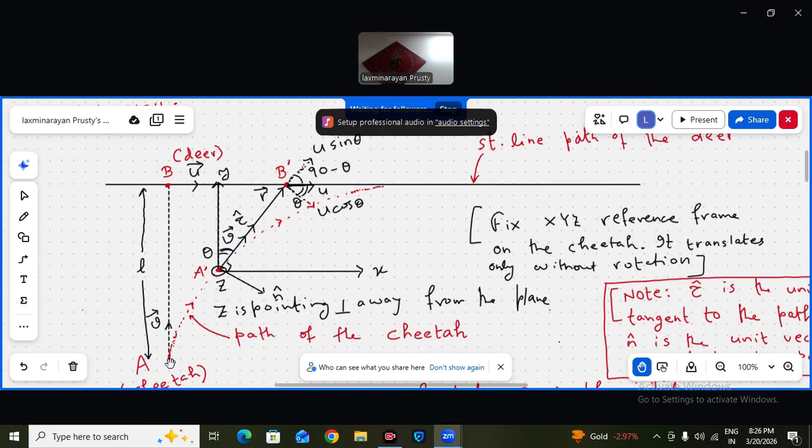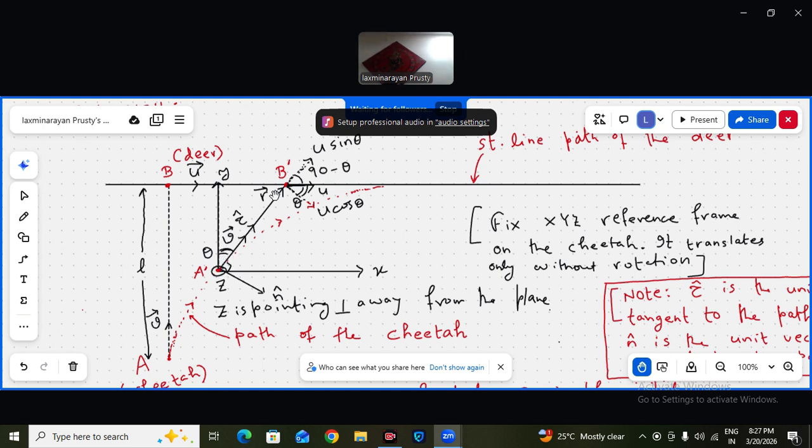Just see initial position A and initial position B for the cheetah and deer respectively. The deer is moving with constant velocity U bar along the straight line path, and the cheetah is always aiming towards the deer and moving with a constant speed. Obviously, the path will be a curved line. At any time, if I draw the tangent to the path, it will finally intersect the position of the deer. And the velocity is always tangential to the path, so that is the velocity direction.